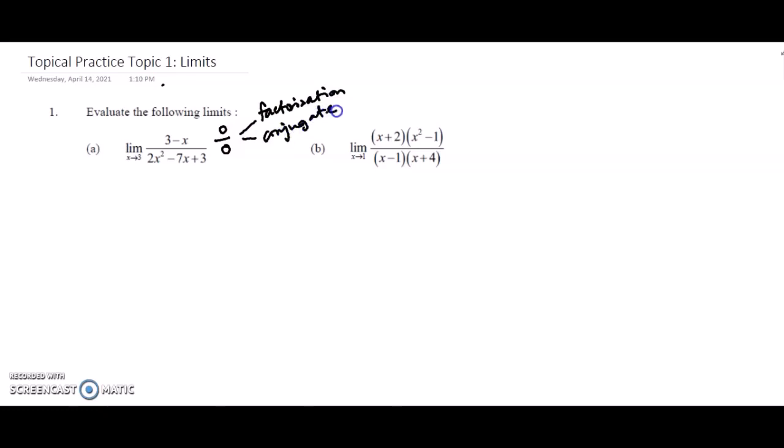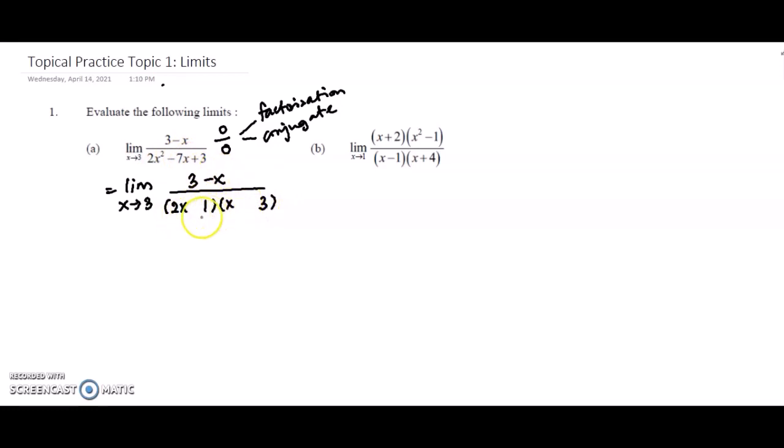So look at this function. The function consists of the polynomial on top and below, so there is no conjugate over here. We are going to factorize the denominator. So let's see how it works. We have a limit when x approaches 3. The numerator just remains as 3 minus x, and the denominator, I'm going to factorize it. Get your 2x, x, and 3, 1.